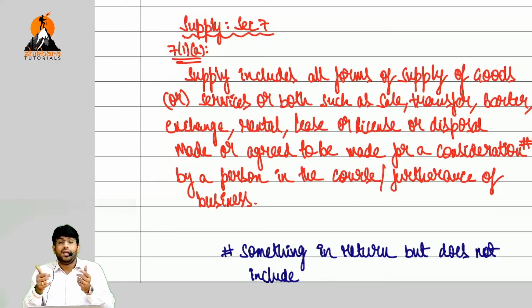By a person, made or agreed to be made. For a, by a, in the course or furtherance. What is the difference? The course of business means doing something that we are already doing. Furtherance of business means expansion, a new kind of adventure. Course or furtherance of what? Business. Business means?